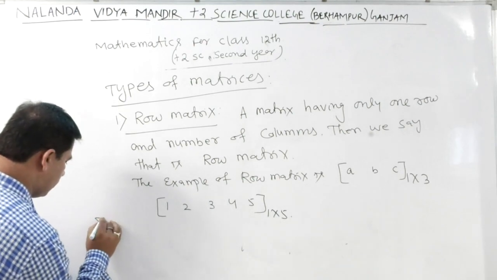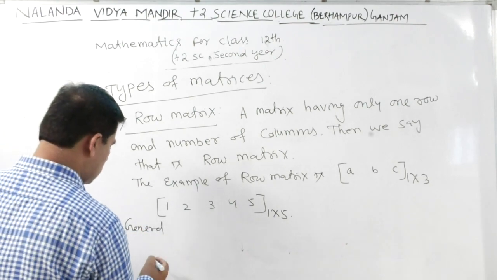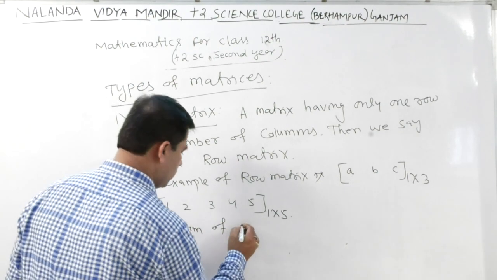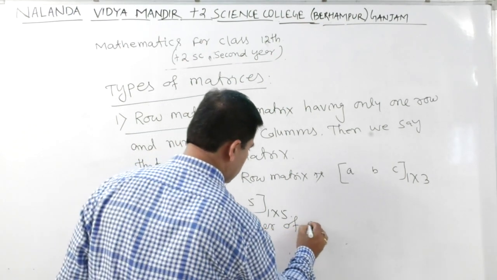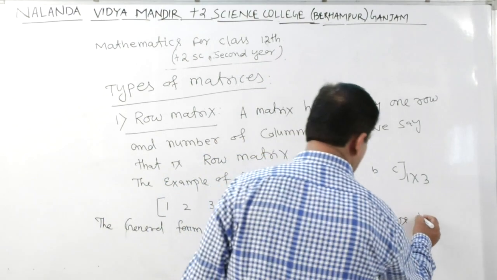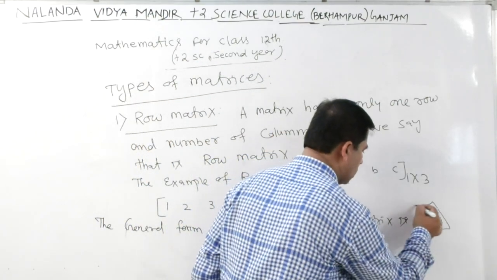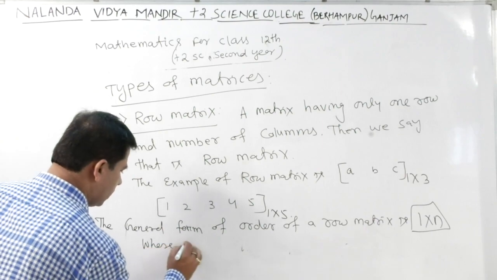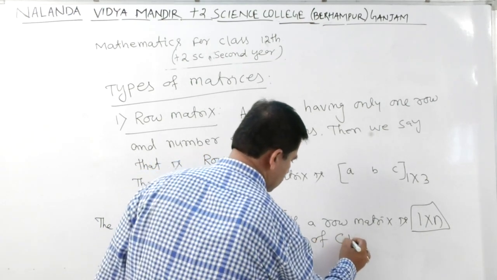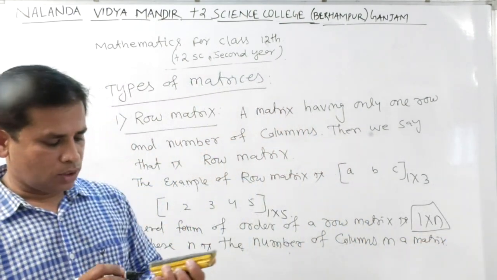Then, the general form of the order of a row matrix is 1 cross n, where n is the number of columns in the matrix. This matrix is known as a row matrix.